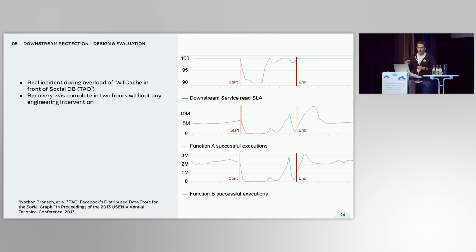of their functions. Now you can see that instantaneously the execution rate of both of these functions went down almost to 0. And as the downstream services started to recover, you can see that these functions gradually started to increase their execution rate and go back to normal. Now, overall, in this incident, we were able to recover within 2 hours, and we didn't have to do any manual intervention to help with the recovery. And we were also very selective. We only throttled jobs that were actually accessing the downstream service.